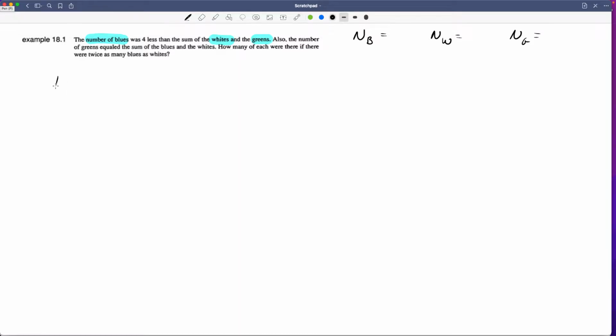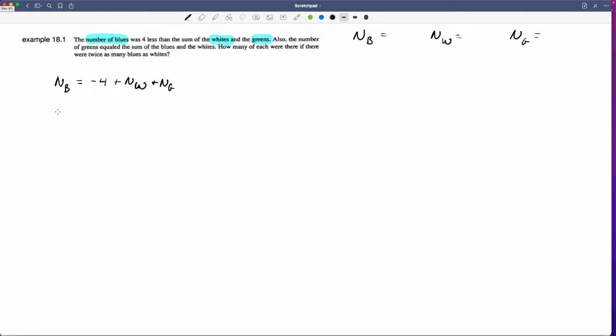So the number of blues was 4 less than the sum of the whites and the greens. So the sum of the number of whites and the number of greens added together. So there's our first statement. Let's look and see if we can get another equation out of here.